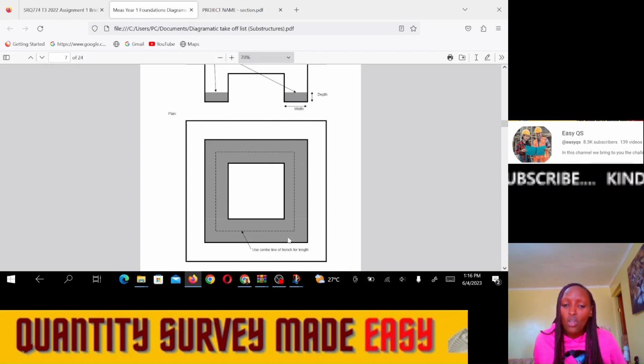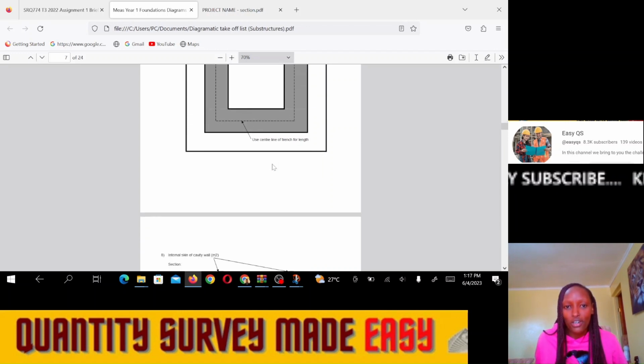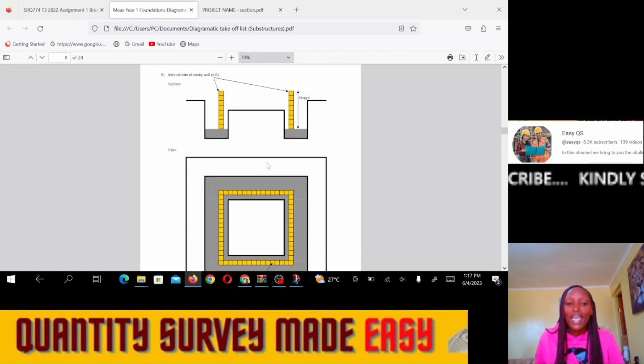Because it is on all these gray parts, we take the center line of the trench and multiply by the width of the trench, because it is the same here, same here, and same here. Then we multiply by the thickness of the concrete. Very well. The next item is the internal skin of the cavity wall, and we are told that it is measured in meters squared. When we are finding the area of the internal skin of the cavity wall, how do we measure the area? You see, this is the internal skin of the cavity wall.